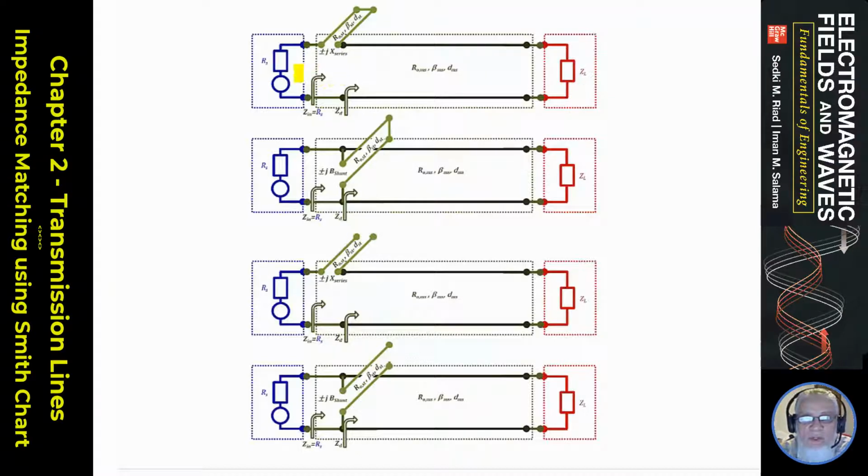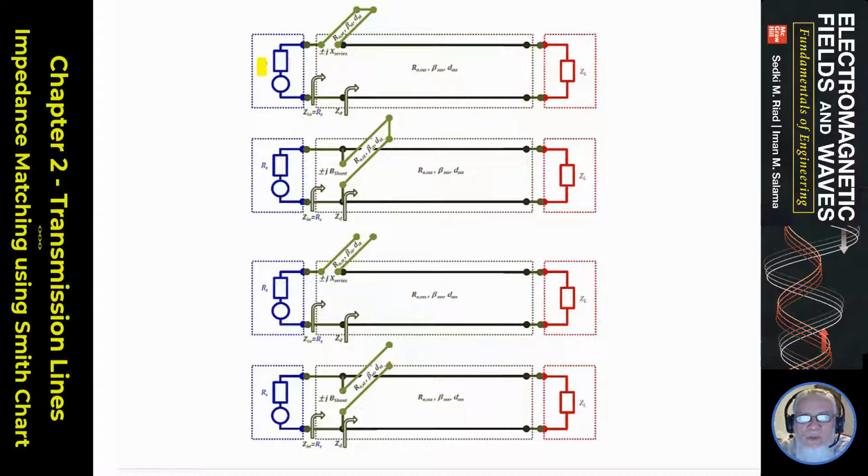Both real parts are matched to each other at this point, and all we need is to simply match the reactive part by adding a reactance. So we are finding a location on the line at which the real part is matched to the real part of the other side of the transmission line, which in this case is the source. And if the real part matches the real part, then we can match the imaginary part to the imaginary part by adding or subtracting a reactance.